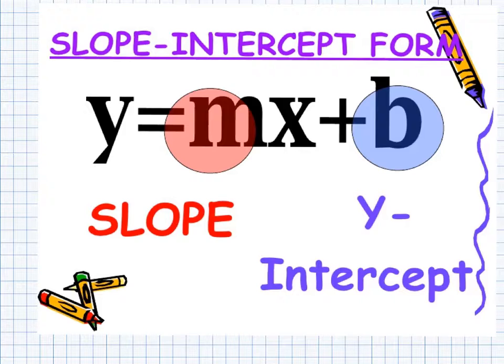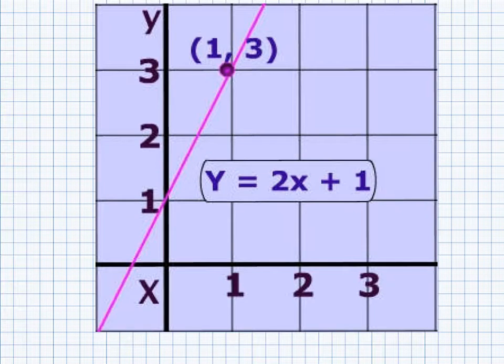The slope-intercept form is y equals mx plus b. And the slope is the m, and the y-intercept is the b. So this shows you the slope-intercept equation of a line right there. The slope is this number here, and the y-intercept is this number here.